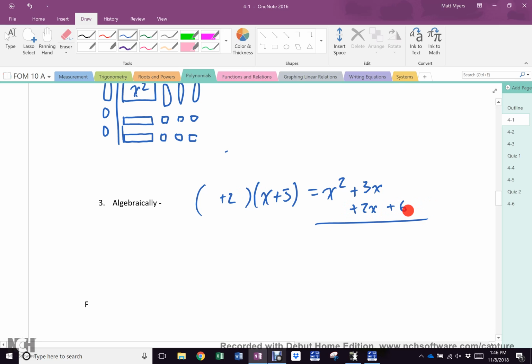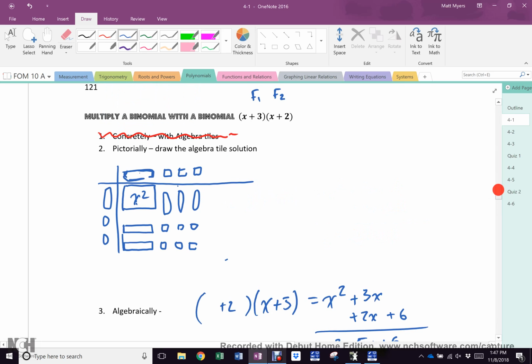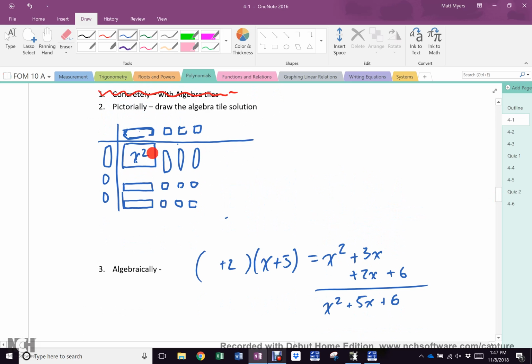Now notice, x squared, there's nothing there. What is x squared plus nothing? X squared. What is positive 3 plus 2? 5x. What is 0 plus 6? 6. And what do you see? X squared. 1, 2, 3, 4, 5 x's. 1, 2, 3, 4, 5, 6. Everybody cool?